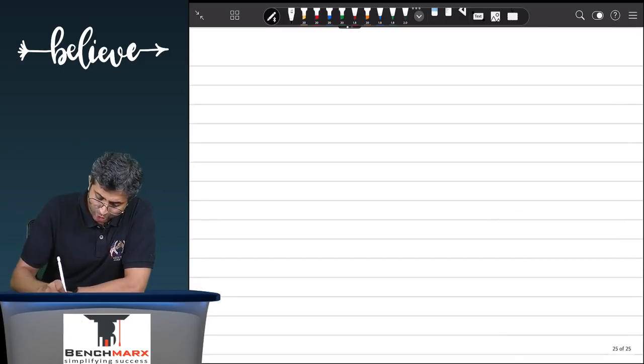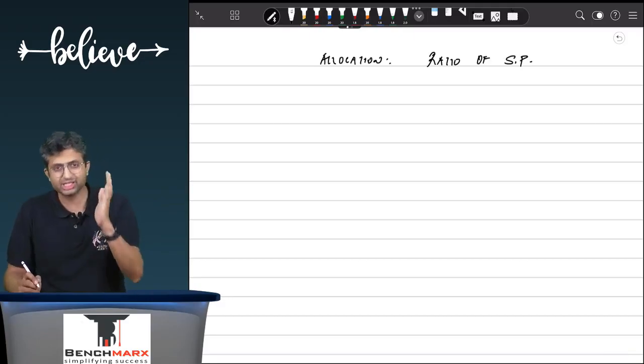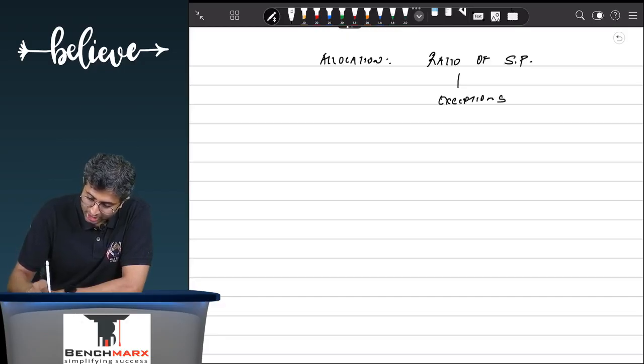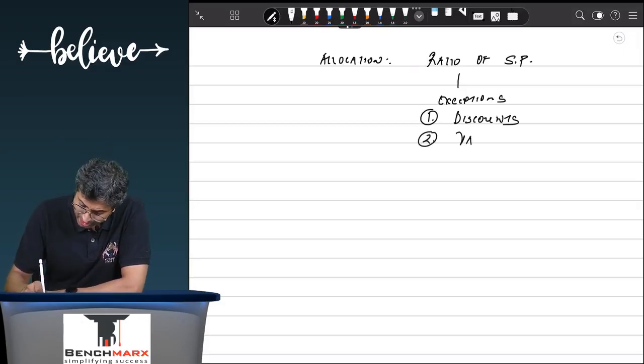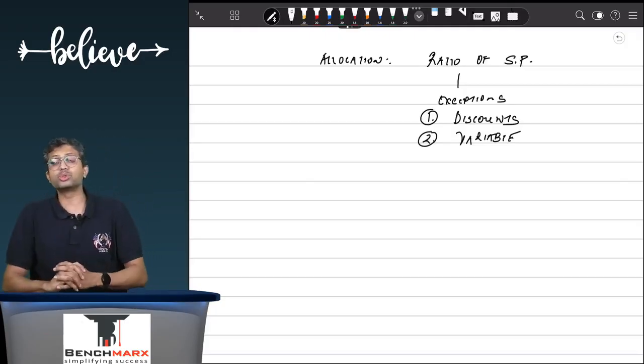So ideally, when you look at allocation, the allocation will be in the ratio of standalone prices. This is the core principle. Allocation should ultimately result in prices which an entity reasonably expects to receive. And the exceptions to this would be discounts, which can be allocated to the smaller bundle if there are discounts which are attributable to only servicing and warranty. And second is variable consideration, where you will allocate the variable consideration ideally to the performance obligation to which it pertains.